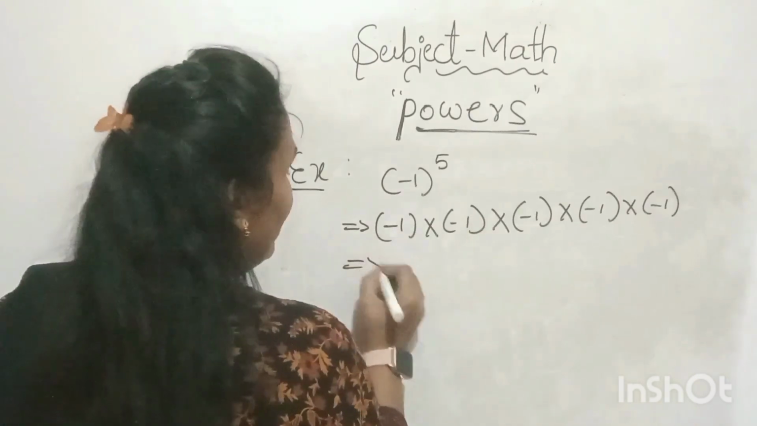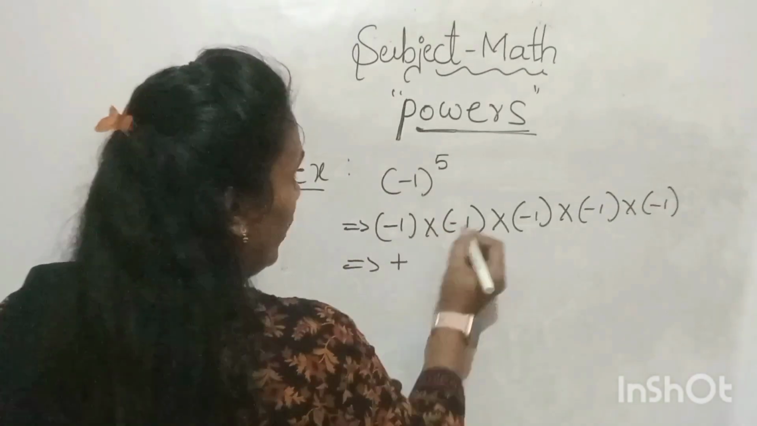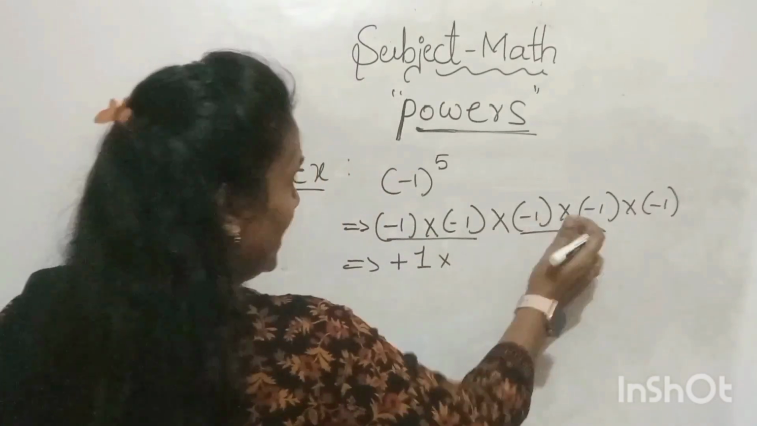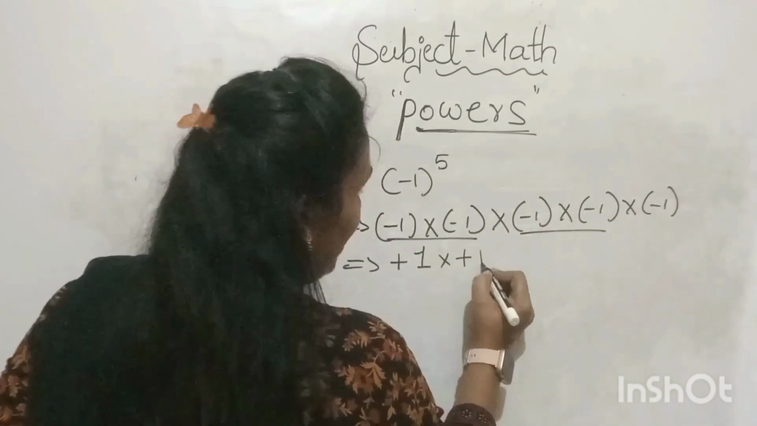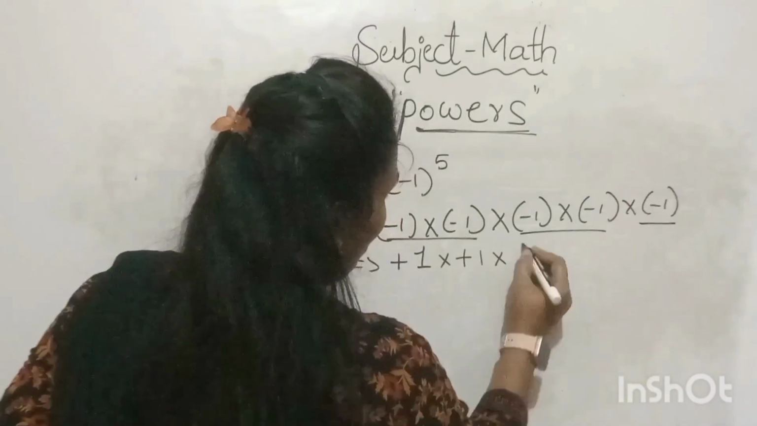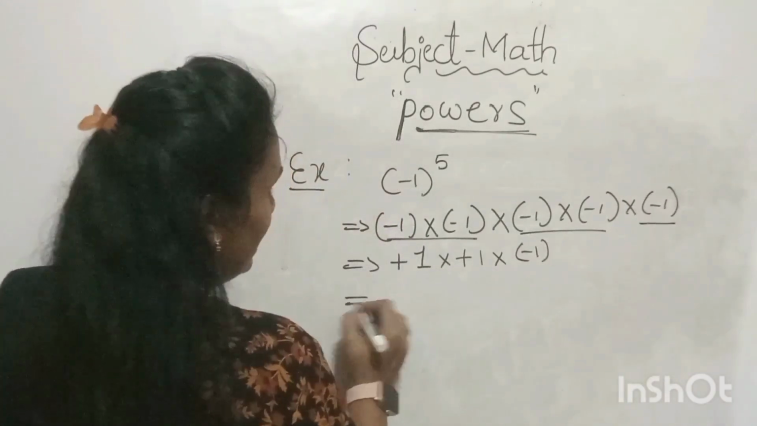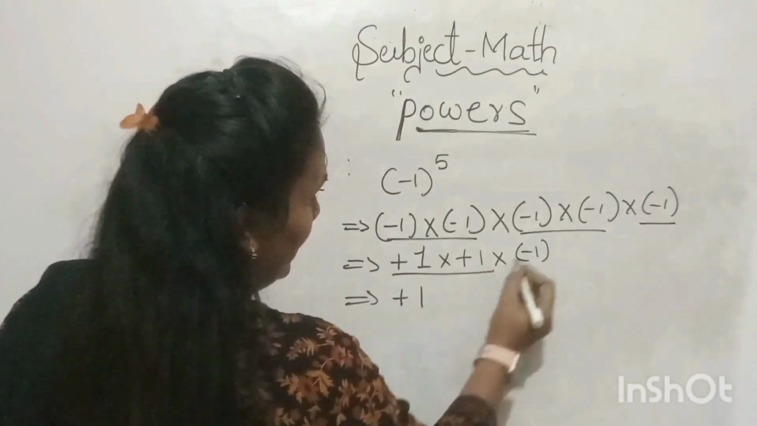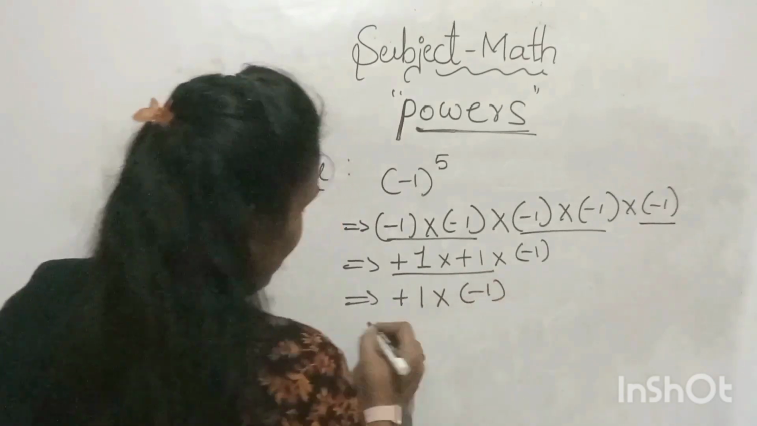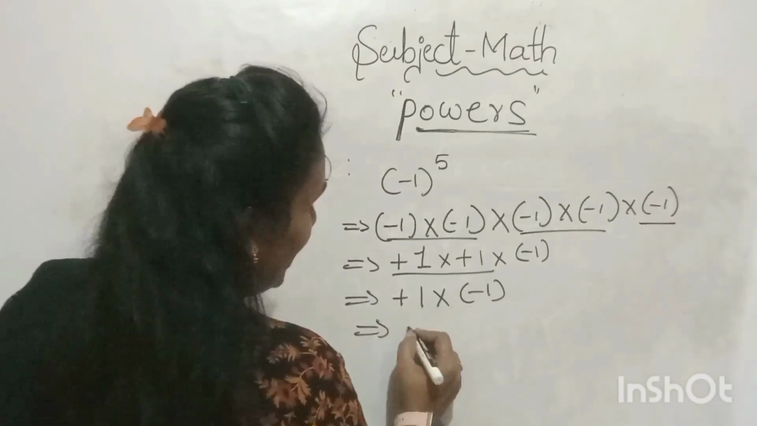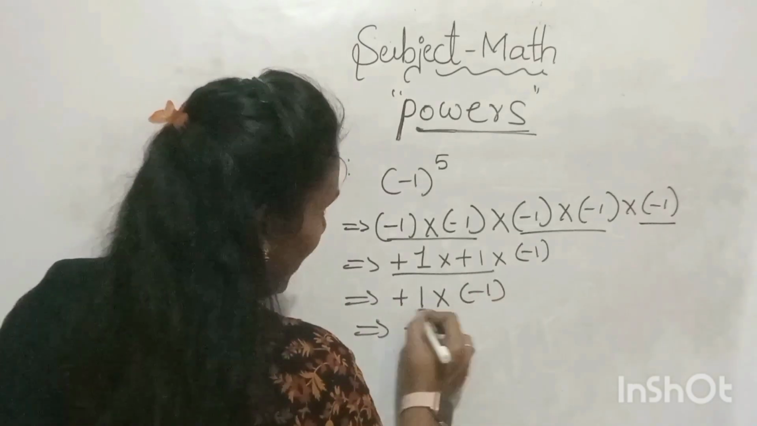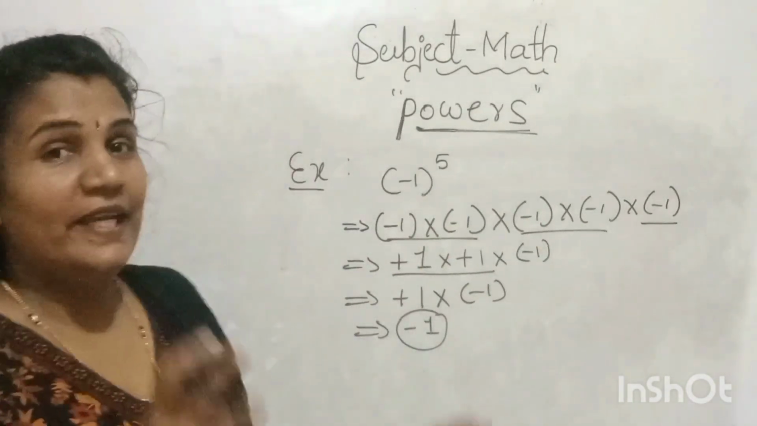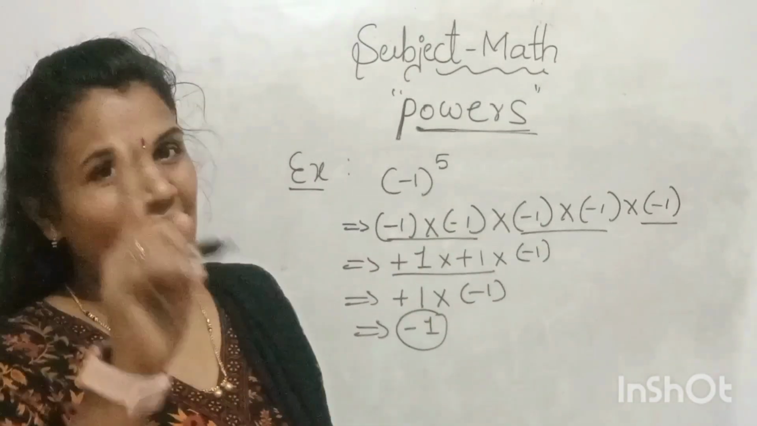Here, minus into minus is plus. 1 ones are 1. This is over. Coming to the next, put the sign: minus into minus is plus, 1 ones are 1. And the remaining is into minus 1. Here plus into plus is plus, 1 ones are 1 into minus 1 as it is. Here plus into minus is minus, 1 ones are 1. See here, minus 1 raised to the power of any odd number, the answer is minus 1.